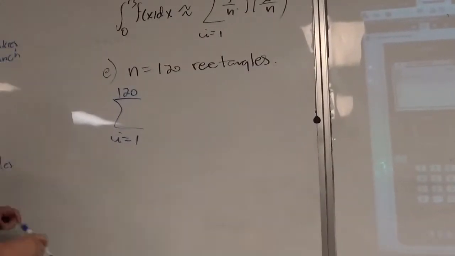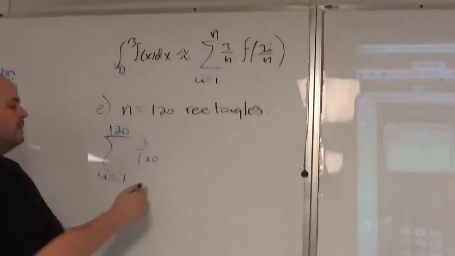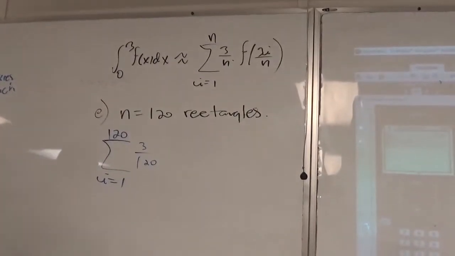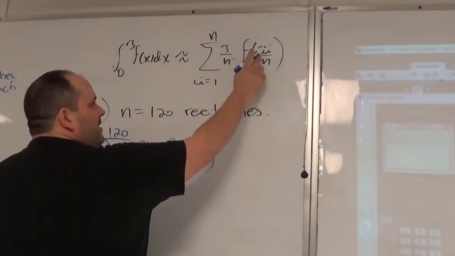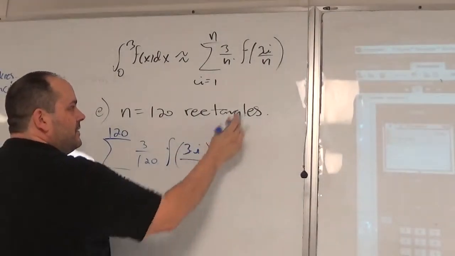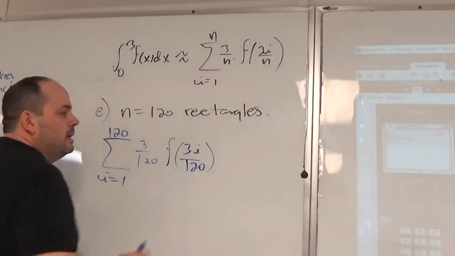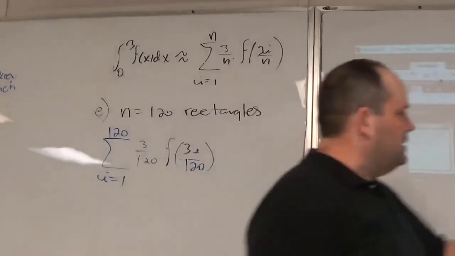How wide is each rectangle going to be? 3 over 120. How do I find the height of each rectangle? It's f of 3 times your counter, 3 times i, divided by n, 120. So, here comes the new calculator skill. Paul, we can delete all that good stuff out of there.